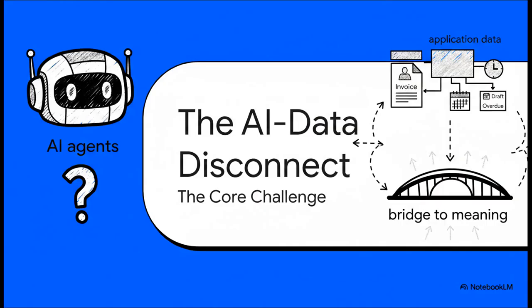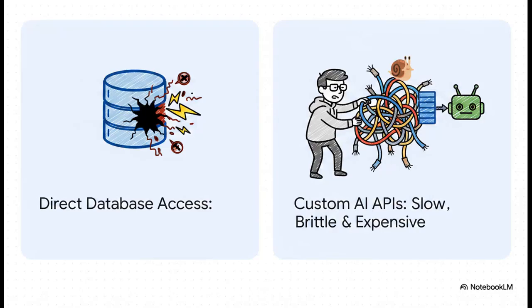So let's really dig into this disconnect. Think of AI agents as these brilliant outsiders. They have no idea what a customer invoice actually means inside your system or what the real-world difference is between a draft status and an overdue one. If they're going to do anything truly useful for you, they need some kind of bridge to understand what your data actually means.